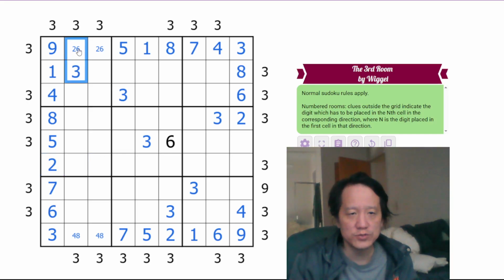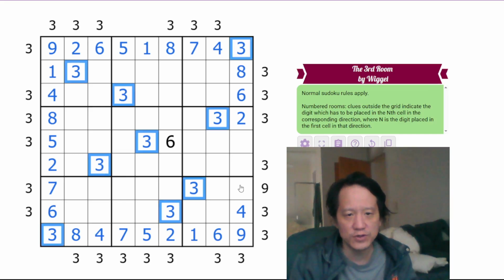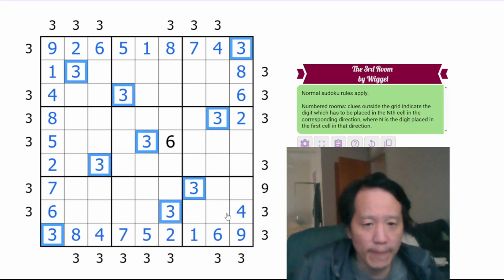3 here is 2 away, so this is the second one. That must be 6 then. This is 8 away, so this must be 8, and that's a 4. And again, these two add up to 10, etc. So 3 must be 6 away from here, so that means it's here, so that's 3. We should have all the 3's now. We do.